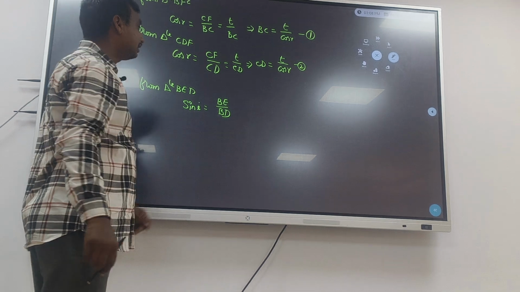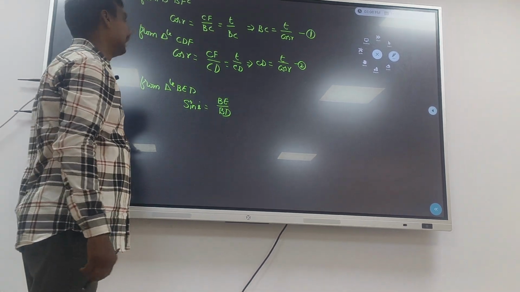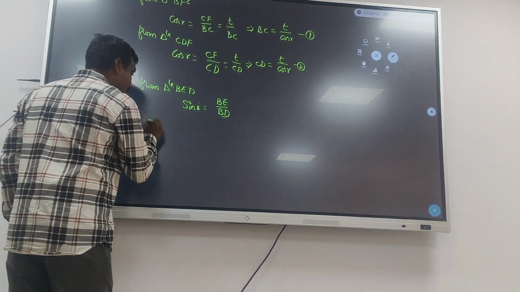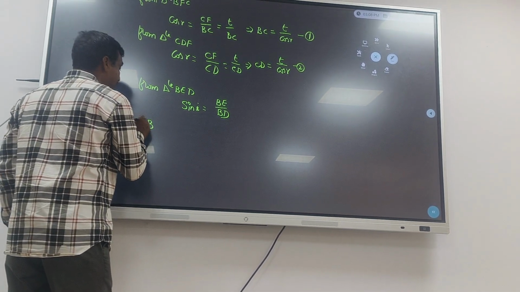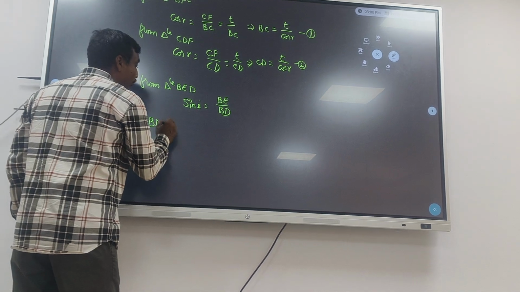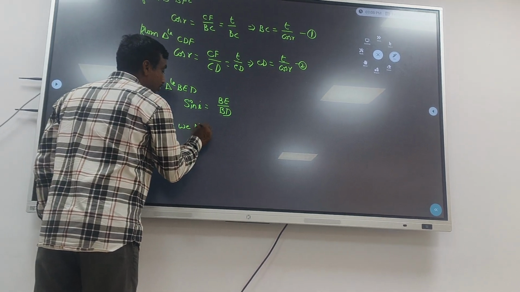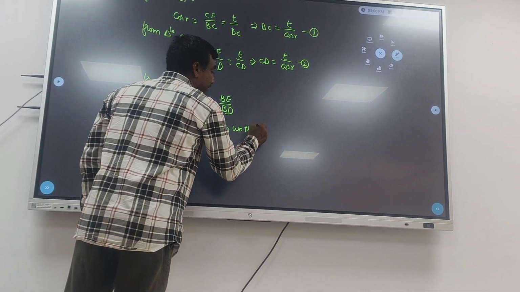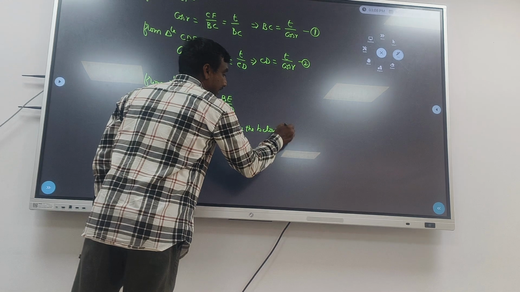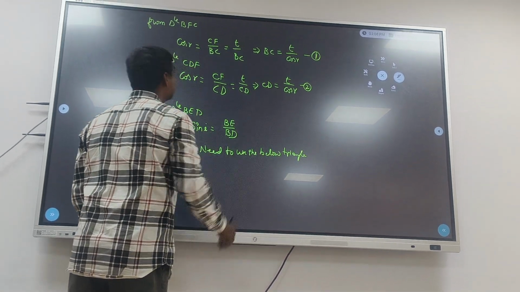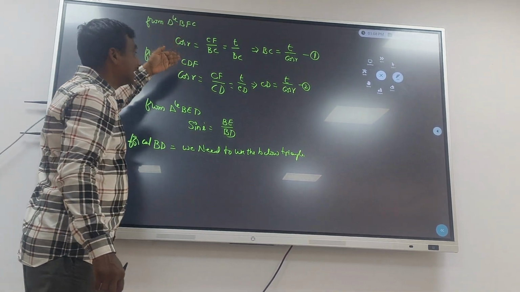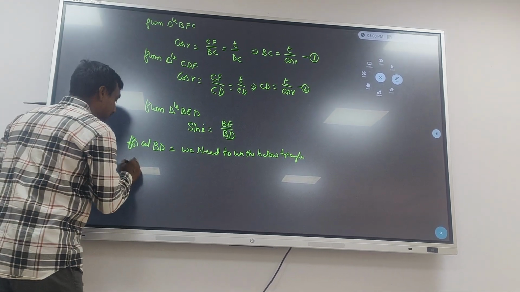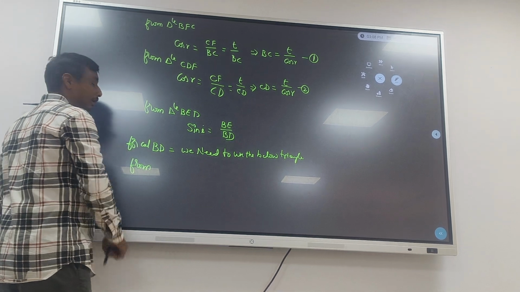But here we don't know the BE value. At the same time, we don't know the BD value. For calculation of BD value, we need to use the below triangles. What are the below triangles? From BFC and CDF. From these two triangles, we have to calculate tan of r value.